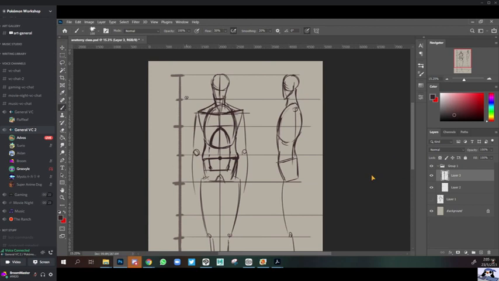So yeah, that's all the basic landmarks that I usually think of. There are obviously a lot more landmarks that you might slowly pick up over time. But these are just some of the very basic and important ones.